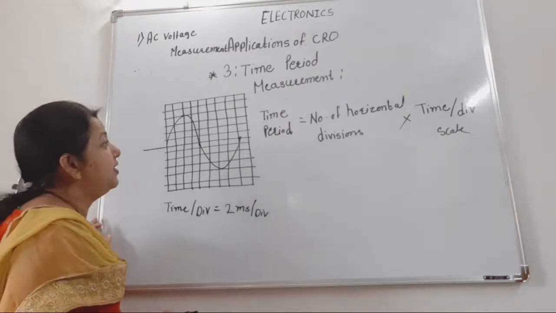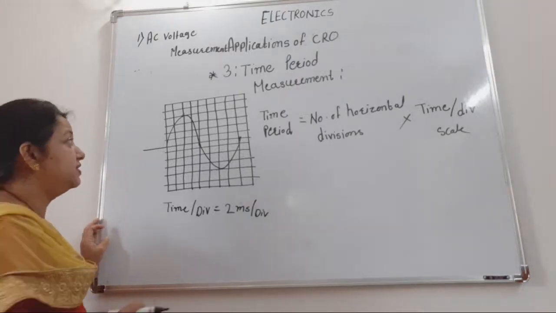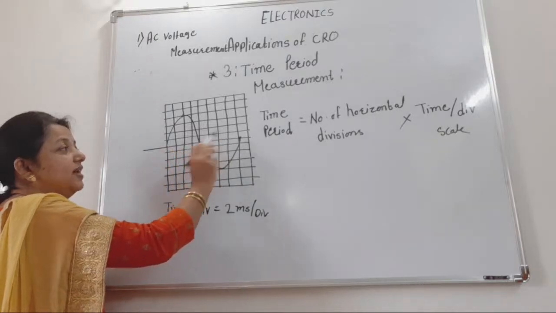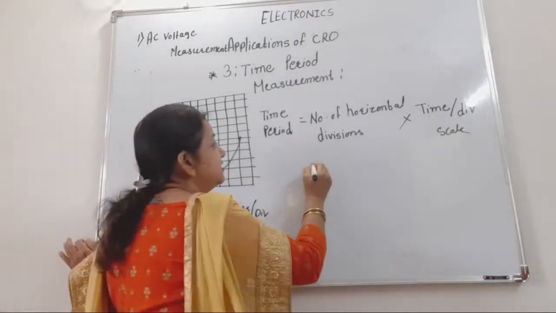And time period is equal to number of horizontal divisions. Now count the horizontal divisions: 1, 2, 3, 4, 5, 6, 7, 8. Number of horizontal divisions are 8.